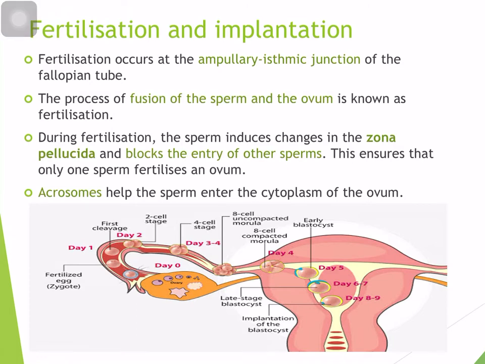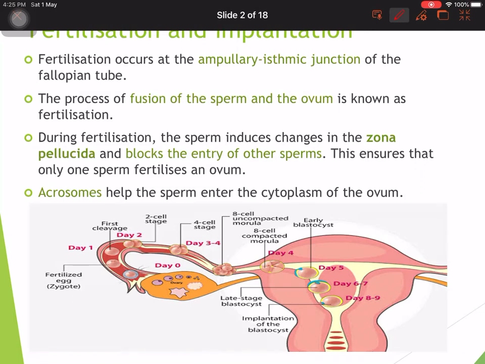Fertilization occurs at the ampullary isthmic junction of the fallopian tube. You can see from here, this is the part where fertilization is occurring, and this is known as the ampullary isthmic junction. The process of fusion of sperm and the ovum is known as fertilization. So this is the general definition which you are studying from your junior classes.